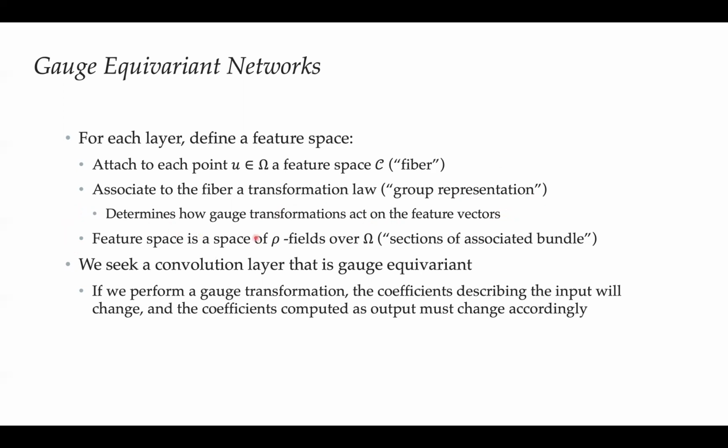Then our feature space is a space of rho fields over omega. So I think it's clear by now what that means. And mathematically, the technical jargon for this is a section of an associated bundle. And we'll look at that later. And then we seek a convolution layer that is gauge equivariant, meaning if we perform a gauge transformation, the coefficients described in the input will change, and so the coefficients computed as output must change accordingly.